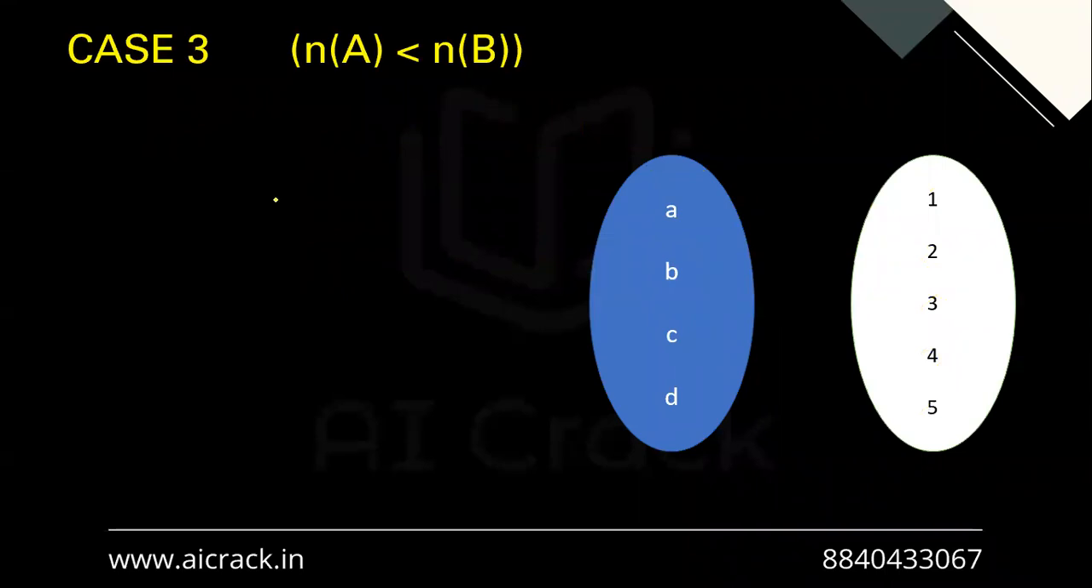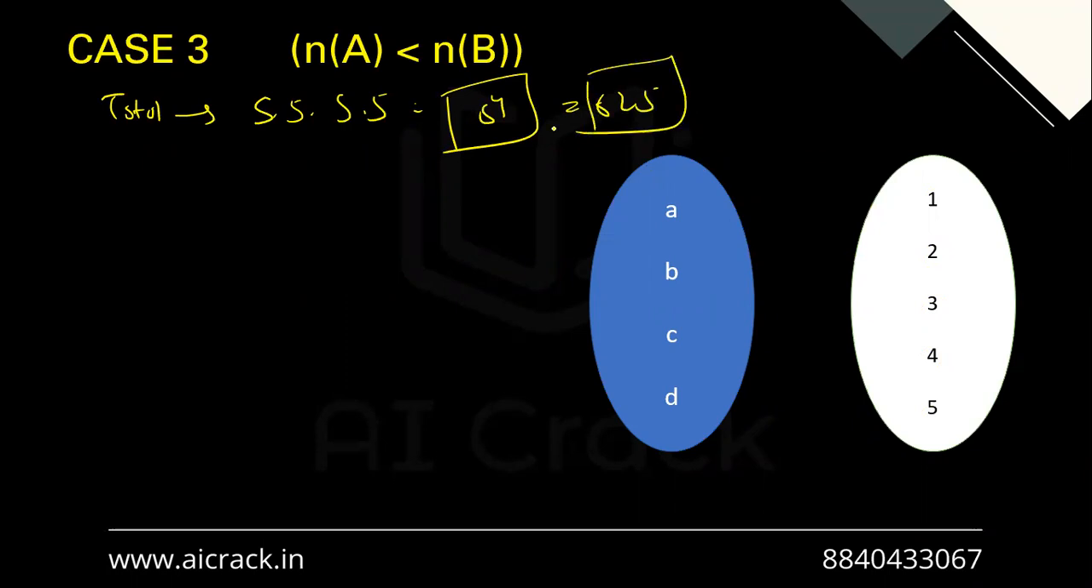Now let's talk about case 3. Let's talk about total. Again, for total, we have a very crude way to solve it. So A has 5 choices, B has also 5 choices, 5.5.5.5, that would give me 5 raised to 4, right? That is 625. Now let's talk about 1-1 function over here.